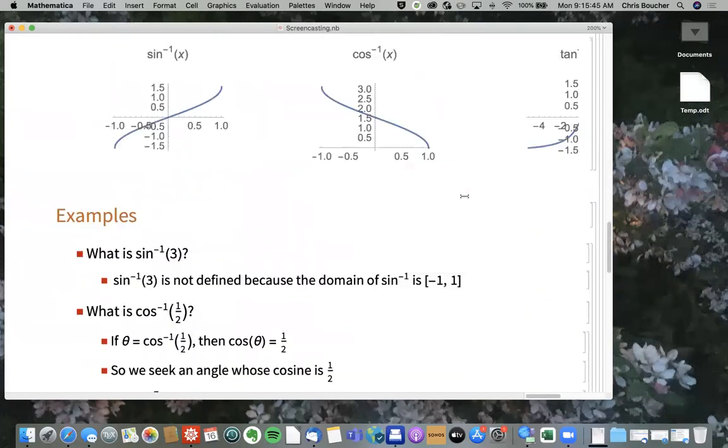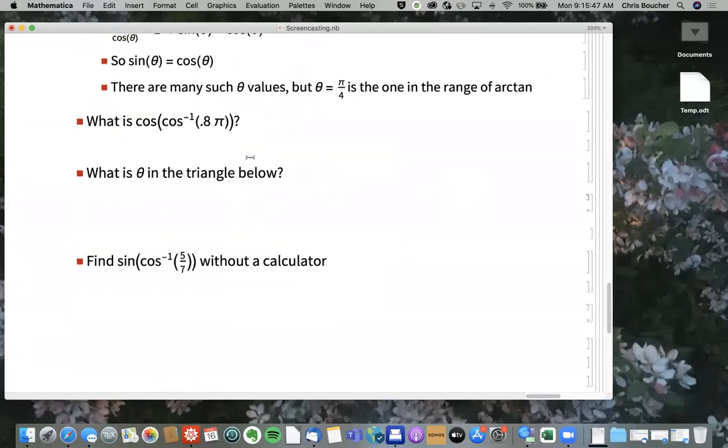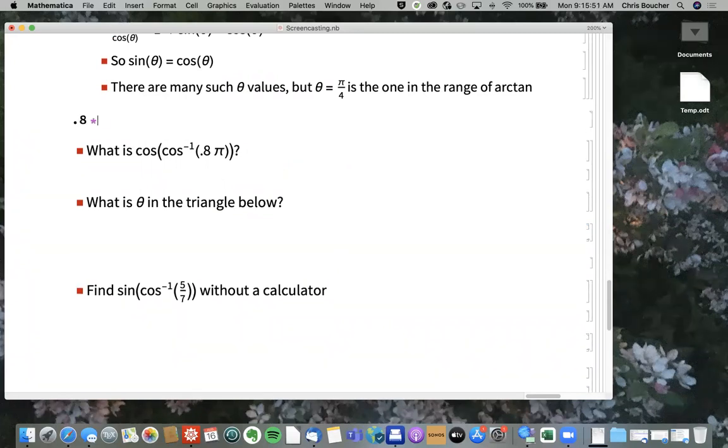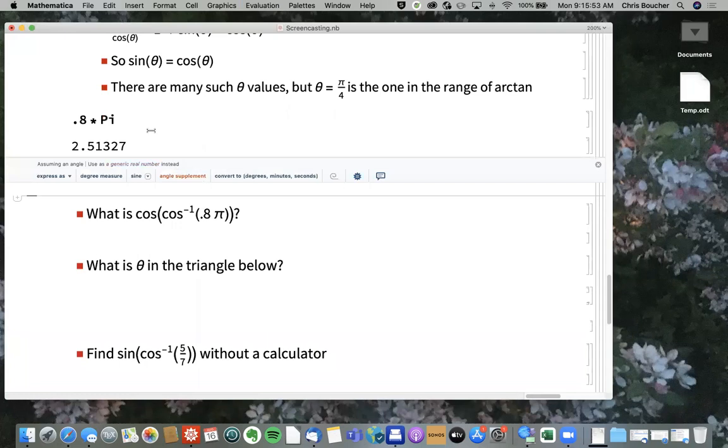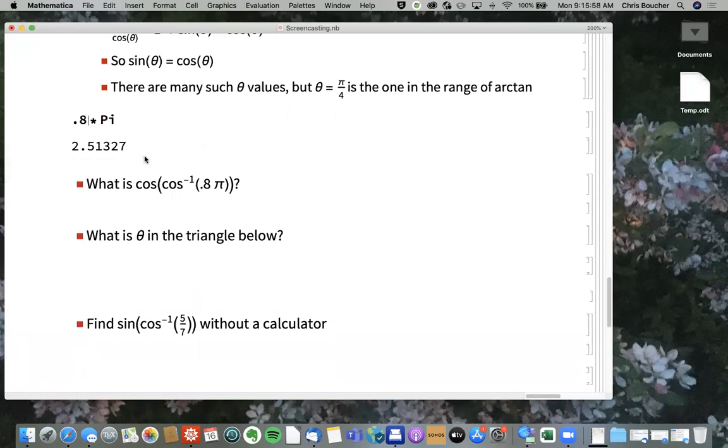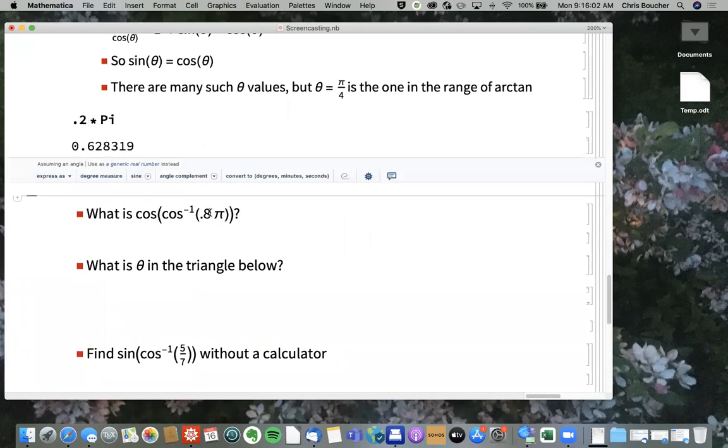Okay, so now I'm not sure if that's in the domain of the inverse cosine function. 0.8 pi, let me do that on my calculator. Nope, that's definitely not in the domain of the inverse cosine function. So let's change that so that this function makes sense. 0.2 pi, that'll do. All right.